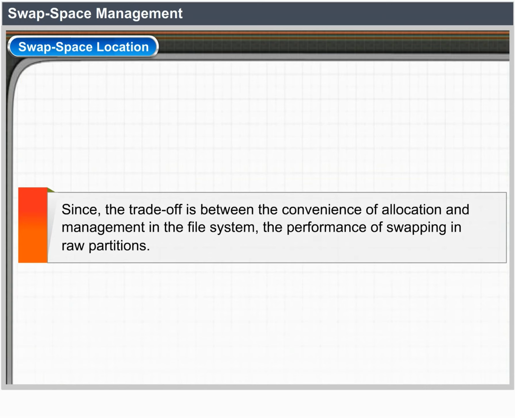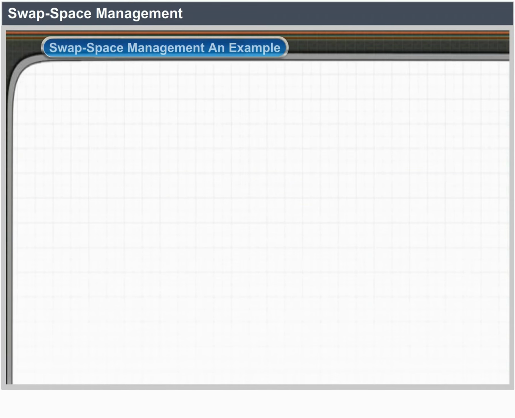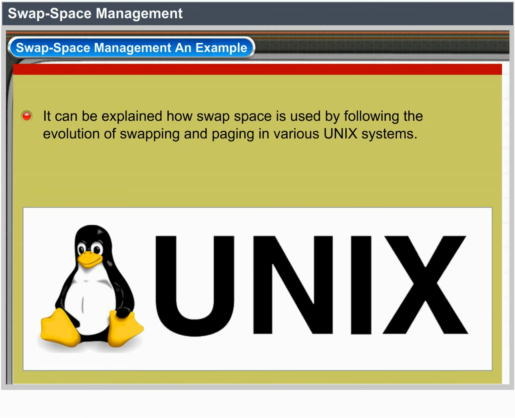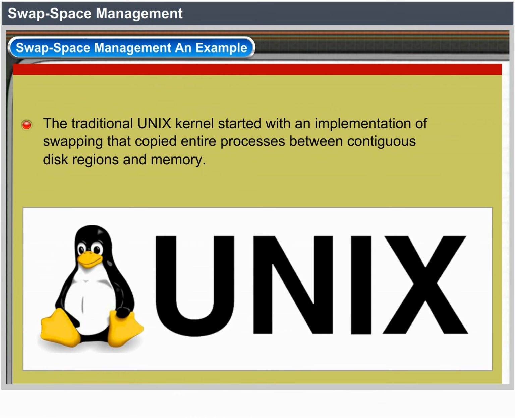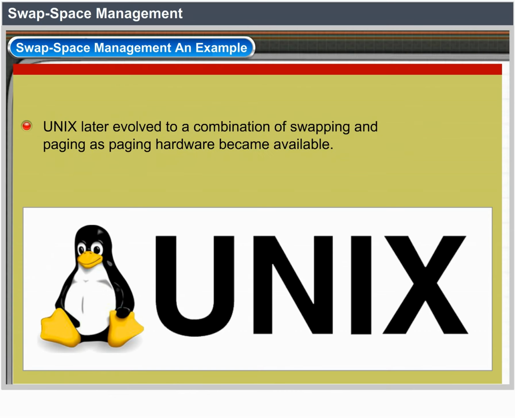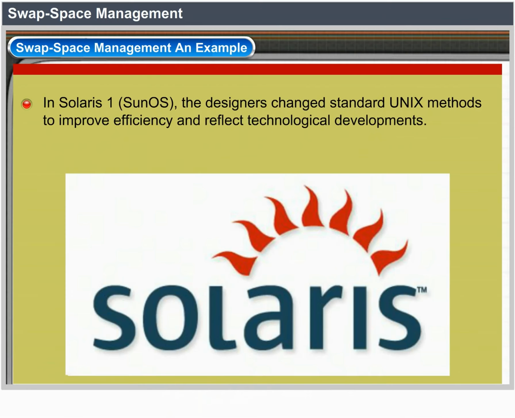Swap space management: an example. We can illustrate how swap space is used by following the evolution of swapping and paging in various Unix systems. The traditional Unix kernel started with an implementation of swapping that copied entire processes between contiguous disk regions and memory. Unix later evolved to a combination of swapping and paging as paging hardware became available. In Solaris 1 SunOS, the designers changed standard Unix methods to improve efficiency and reflect technological developments.